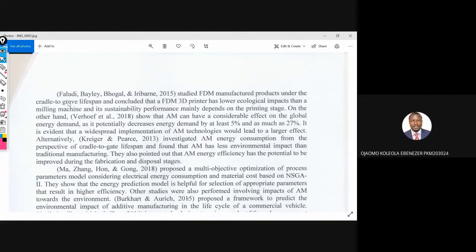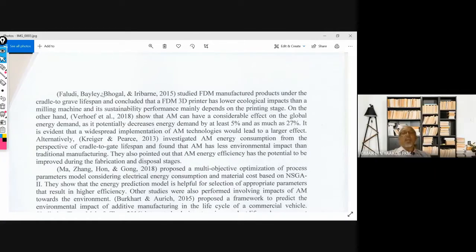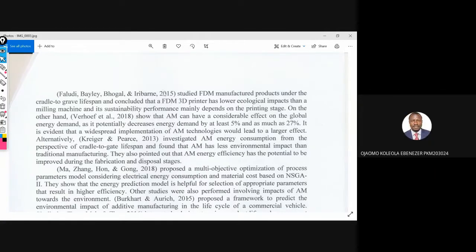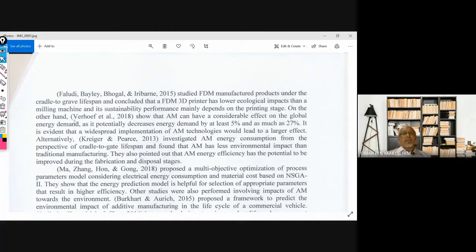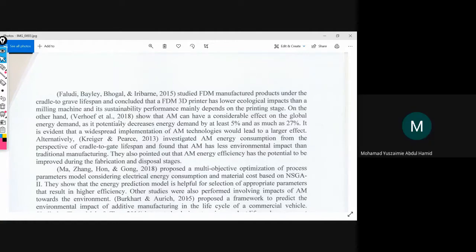For the year. And also, more than 3, and more than 2. Paludi et al. 2015. Same thing here. The bracket should be here. There's no comma. Just put the bracket there.